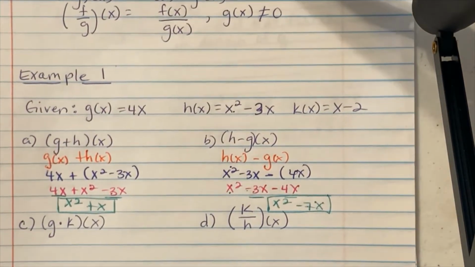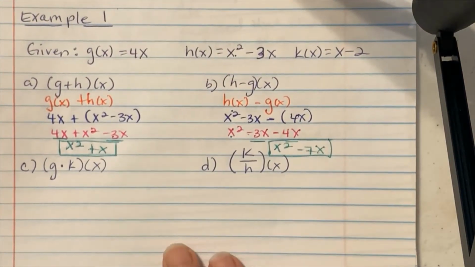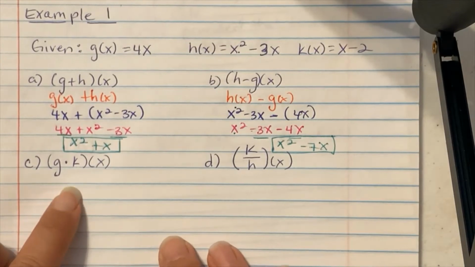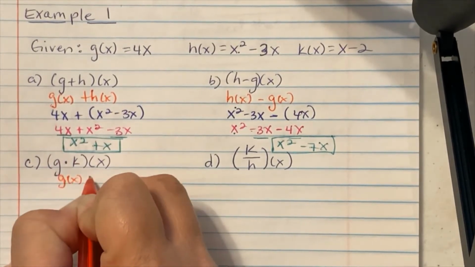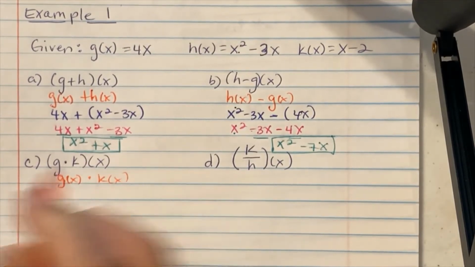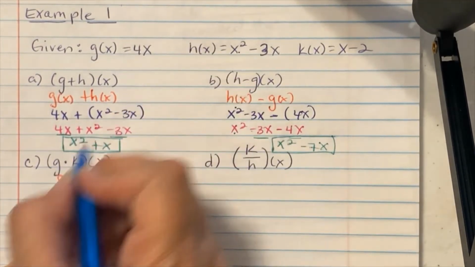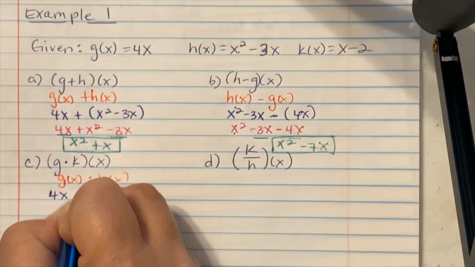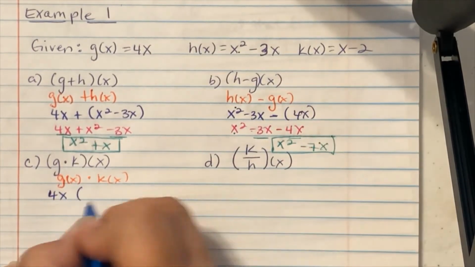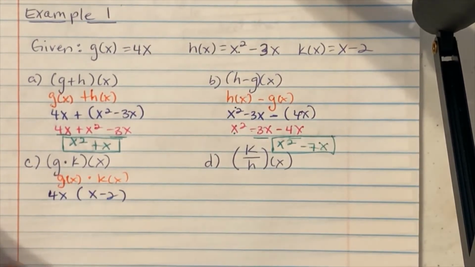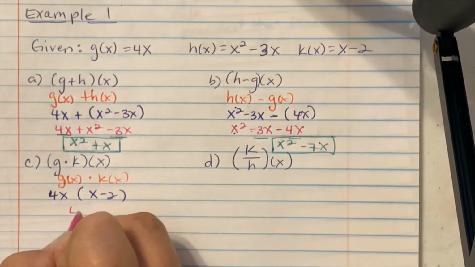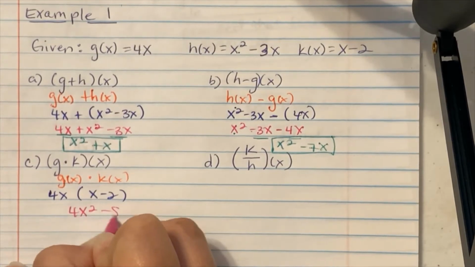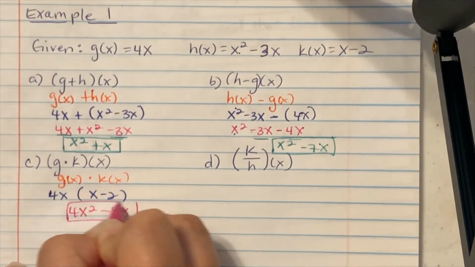Now we proceed to start set C. Set C says g times k of x. So that's the same thing as saying g of x times k of x. So g of x happens to be 4x. And in parentheses, I'm going to stick my k of x, which is x minus 2. You're going to apply the distributive property to become 4x squared minus 8x, and you've completed your problem.